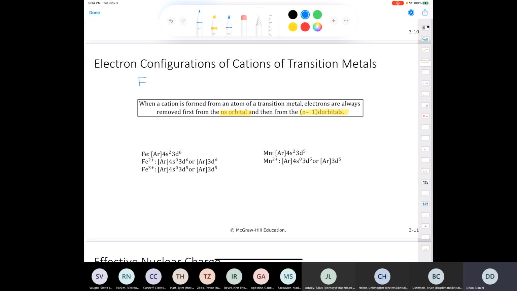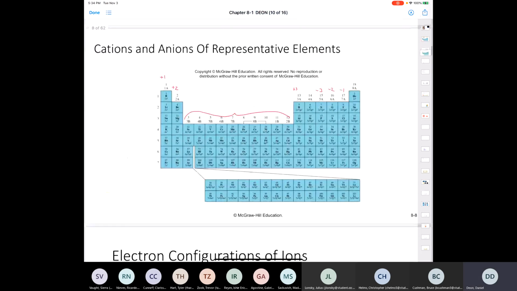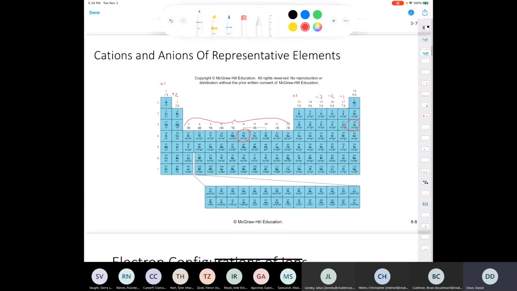If I write out the electron configuration of iron, let's go all the way back here. What's the noble gas that precedes iron? It's argon. So for iron, our electron configuration is going to be Fe, argon, followed by 4s2, 3d6.